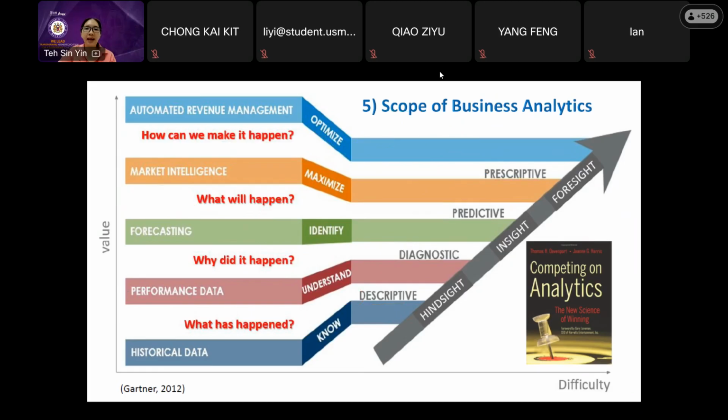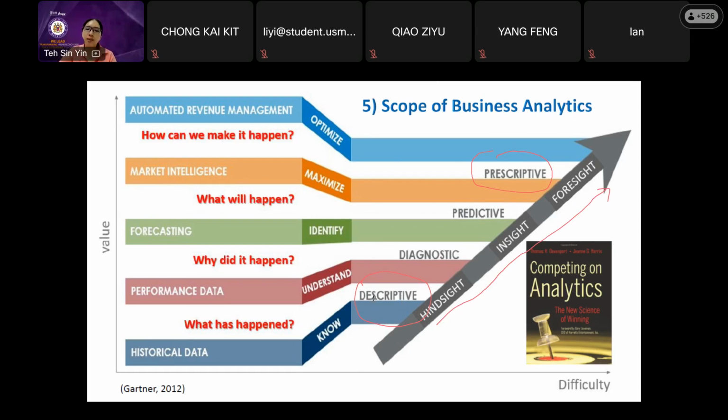And look at the arrow here. When we move from descriptive to prescriptive, the arrow is moving from hindsight to insight to foresight. If you want to know more about analytics, you can read this book, Competing on Analytics.